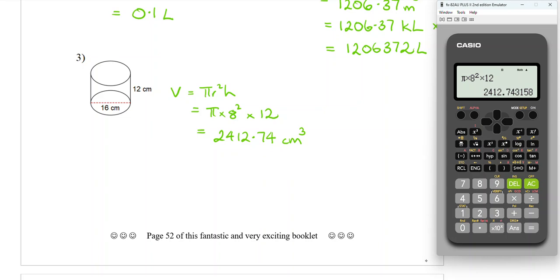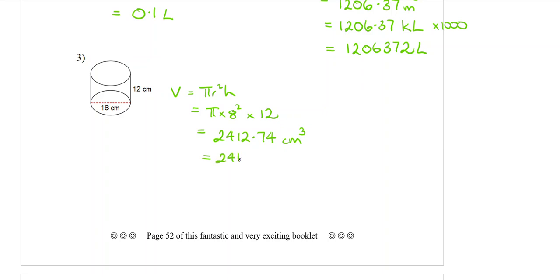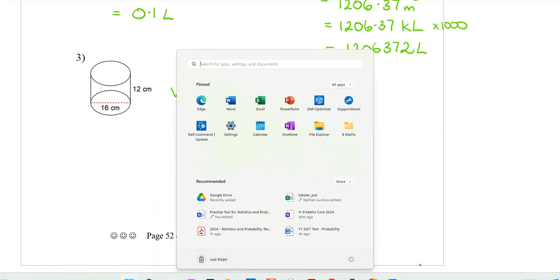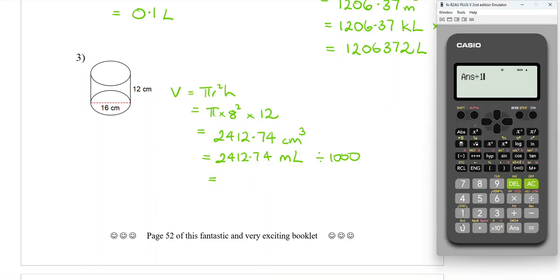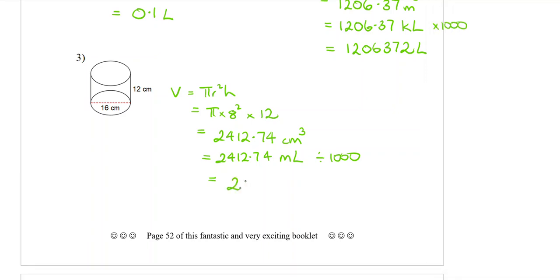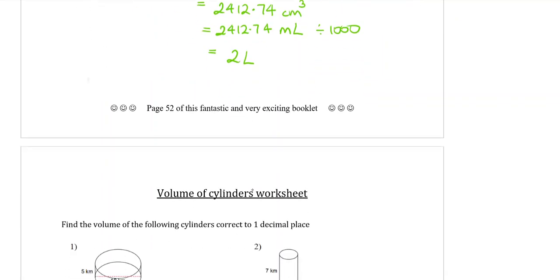Centimetres cubed are the same as millilitres. So we just write the same number again, but instead of centimetres cubed, we say that's millilitres. And I want to turn the millilitres into litres. By? No, follow your arrow. 1,000. Okay, so again, we don't have to retype it in our calculator. We just go divide 1,000, and we want it to the nearest litre. So no decimal place, 2. So the nearest litre is 2 litres. Okay, that's it.